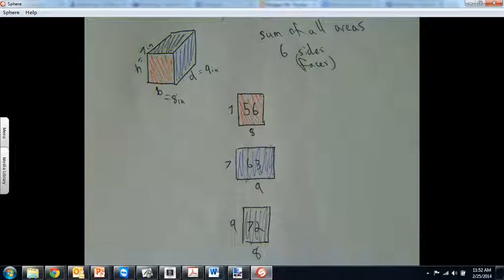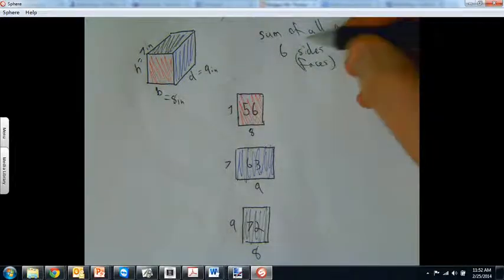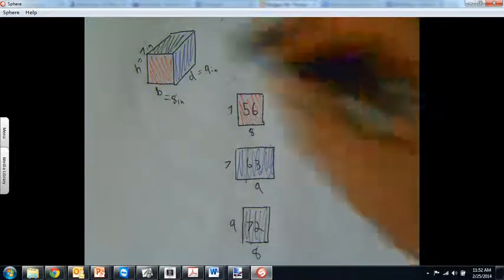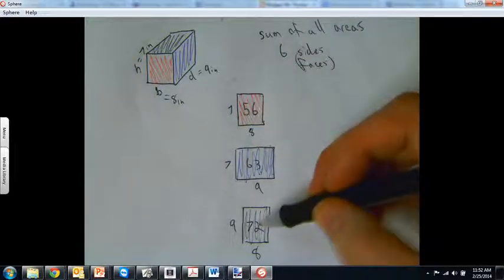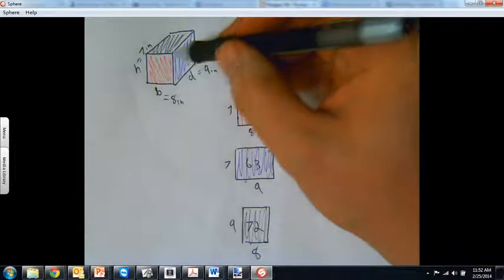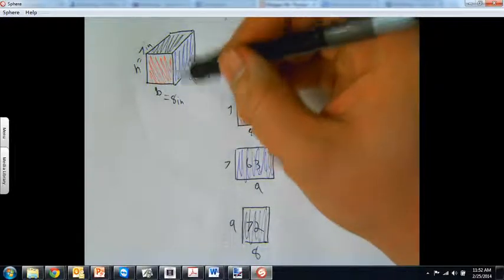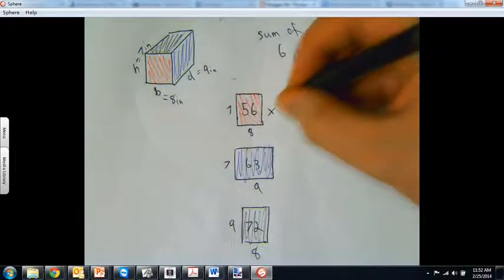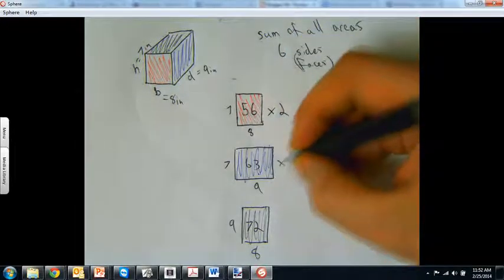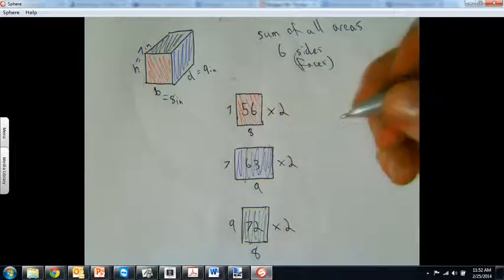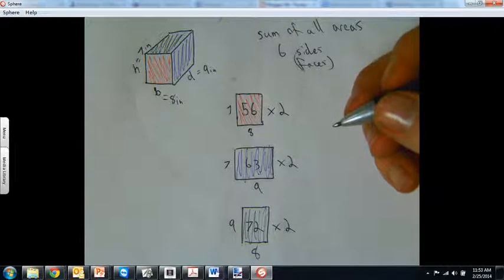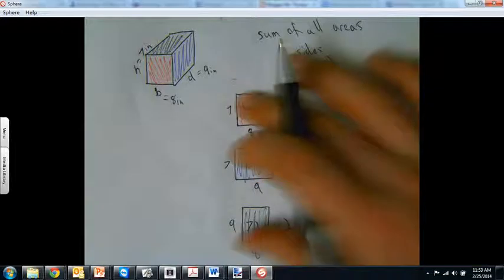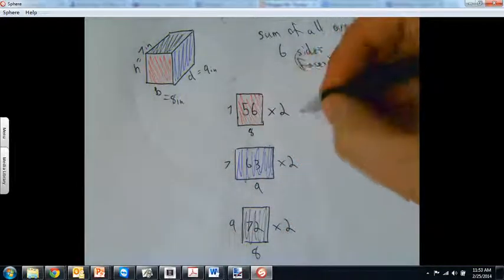Now, what we have to be careful of is a rectangular prism has 6 sides. All we see are 3 sides. 1, 2, 3. The opposite ends of every rectangular prism are the same, which means we have 2 of the fronts, 2 of the sides, and 2 of the tops. So before I add everything up, I want to make sure I'm accounting for all 6 sides. Now I'm going to have 1, 2, 3 times 2, so I'm going to have 6 sides accounted for.